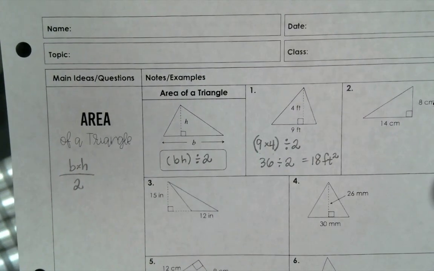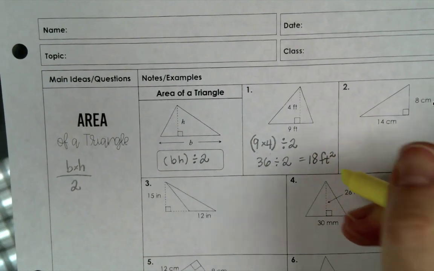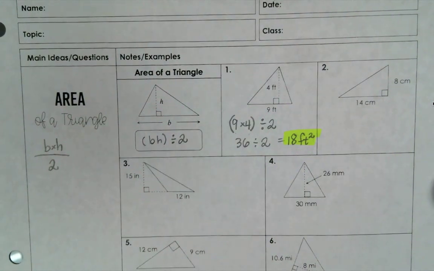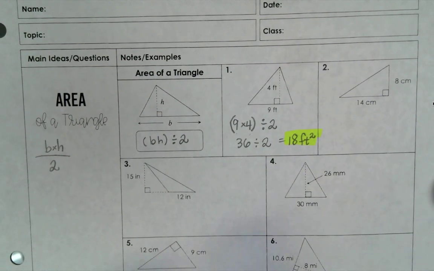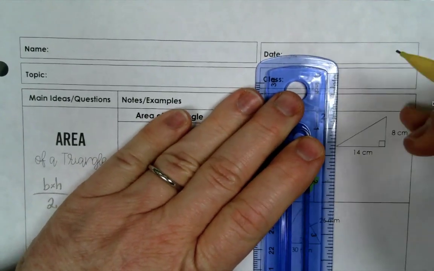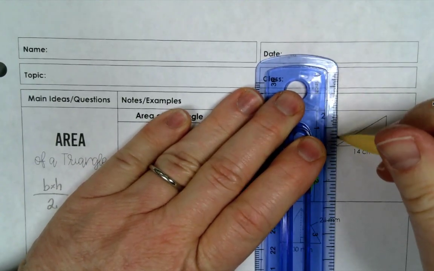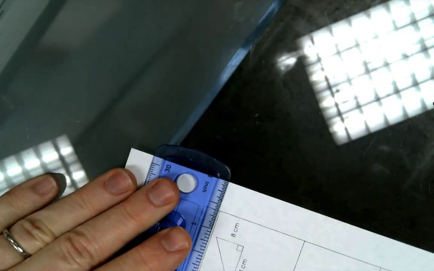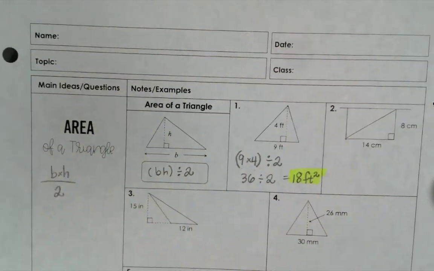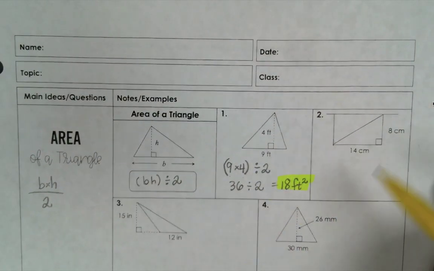Okay. And one thing I want to note here, and I'm going to show you with number 2, is I have base times height divided by 2. When I say base times height, I'm thinking about a rectangle. Here's my rectangle. Do you see how I have a perfect rectangle here?